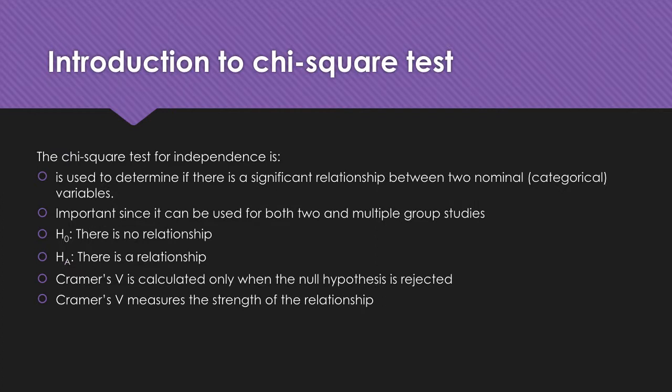To introduce the chi-square test, the chi-square test for independence is used to determine if there is a significant relationship between two nominal (categorical) variables. This test is important since it can be used for both two and multiple groups of studies. Usually the null hypothesis is H0: there is no relationship, and the alternative: there is a relationship. Cramér's V is calculated only when the null hypothesis is rejected, and it measures the strength of the relationship.